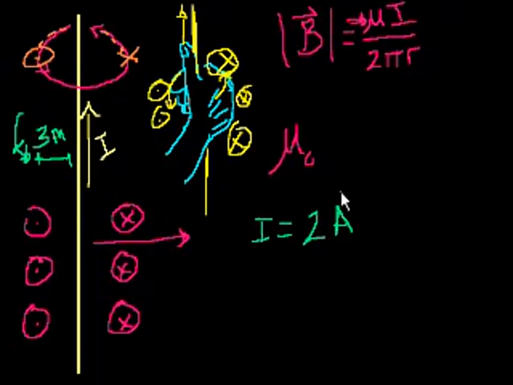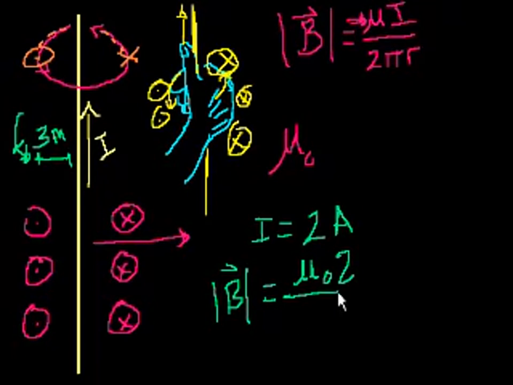Well, the magnitude is easy. We just substitute into this equation. The magnitude of the magnetic field at this point is equal to, and we assume that the wire is going through air or a vacuum, the permeability of free space, that's just a constant, it just looks fancy, times the current, 2 amperes, divided by 2 pi r. What's r? It's 3 meters. So 2 pi times 3, so it equals the permeability of free space. Let's see, the 2 and the 2 cancel out, over 3 pi.